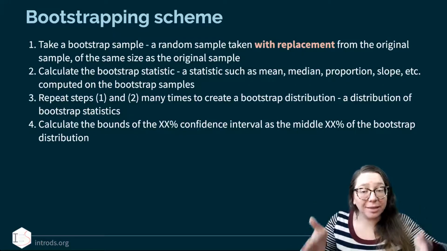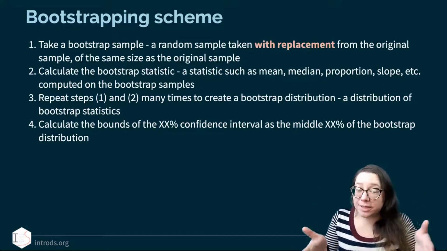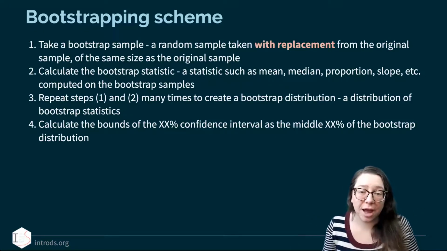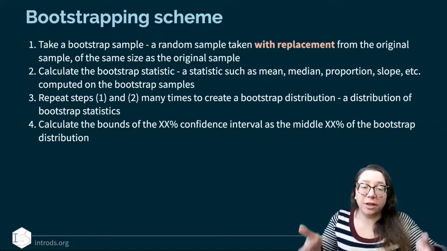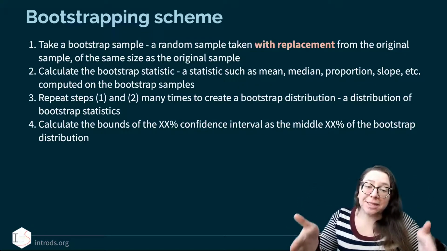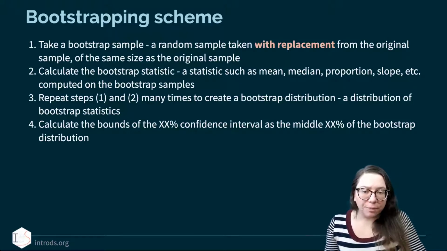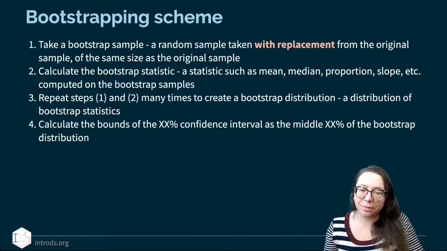So we calculate the bounds of our confidence interval, and we always associate a particular confidence level with it. 95% is one that's commonly used. So if I was calculating a 95% confidence interval, I would calculate that as the middle 95% of my bootstrap distribution. So hopefully this made a little bit of sense, but let's put that into practice a little bit.